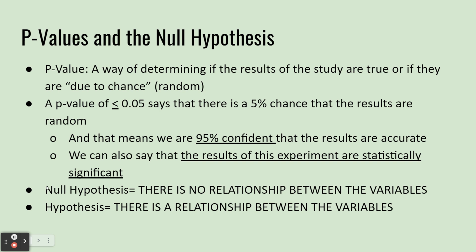When designing experiments using statistics, there's 2 other things. The null hypothesis is something that researchers have to state that says there's no relationship between the variables. But their hypothesis states that there is a relationship between the variables. And if their results are statistically significant, they will be able to claim that their hypothesis is true.